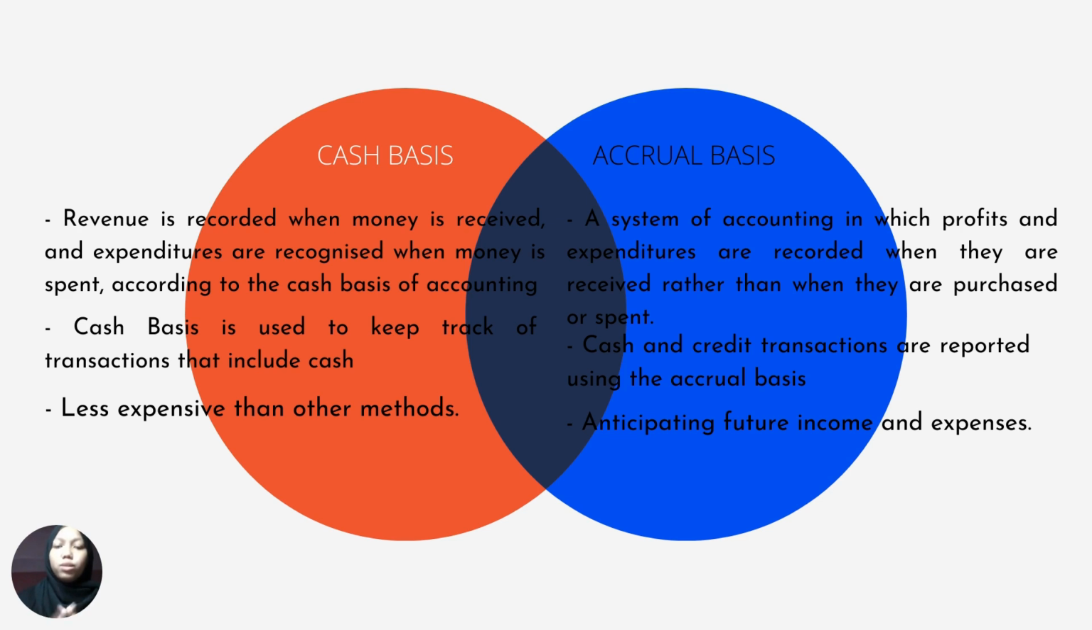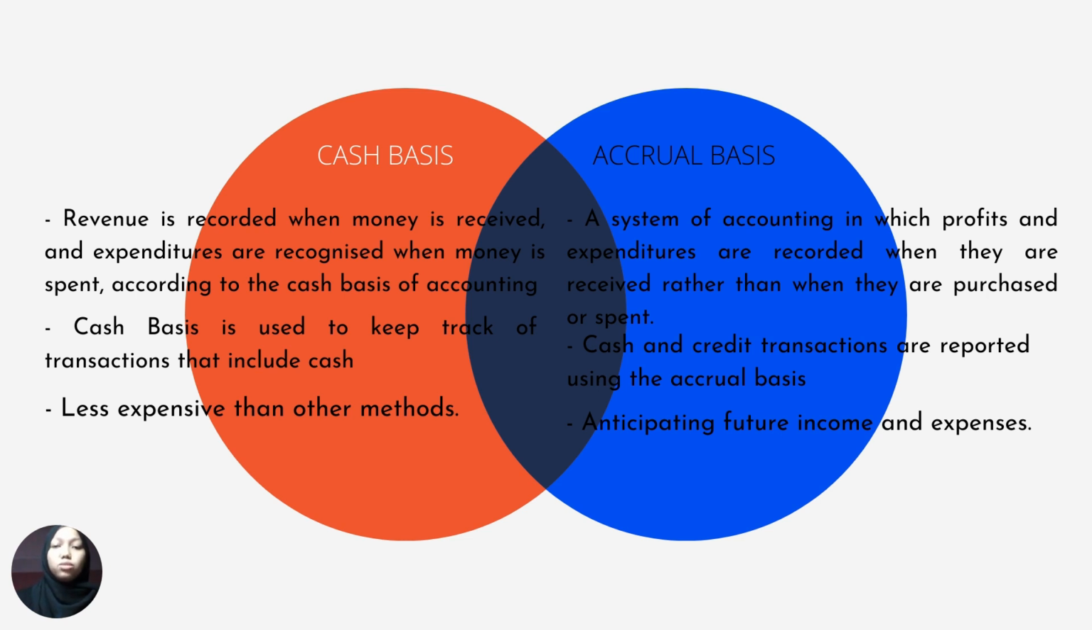How to distinguish between both of them? For cash basis, revenue is recorded when money is received, and expenditures are recognized when money is spent, according to the cash basis of accounting. For accrual basis, it is a system of accounting in which profit and expenditures are recorded when they are incurred rather than when they are received or spent.